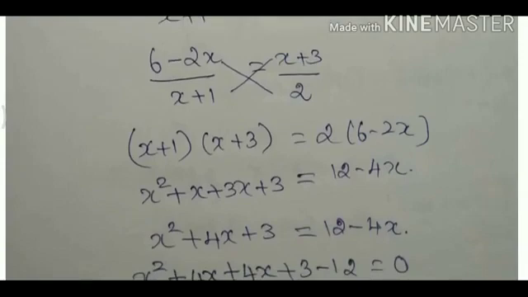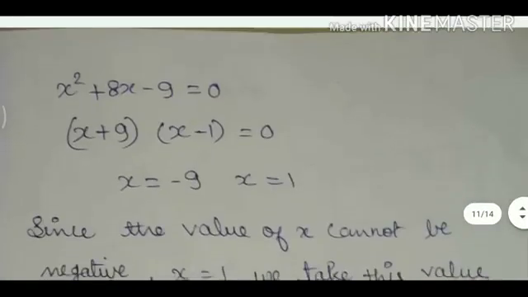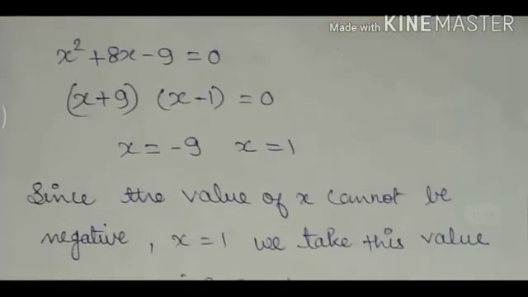Now you cross multiply it. (x plus 1) into (x plus 3) equal to 2 times (6 minus 2x). If you multiply (x plus 1) and (x plus 3), you are getting x square plus 4x plus 3 equal to 12 minus 4x. It gives x square plus 8x minus 9 equal to 0. So after factorizing, we are getting x equal to minus 9 as well as x equal to 1.